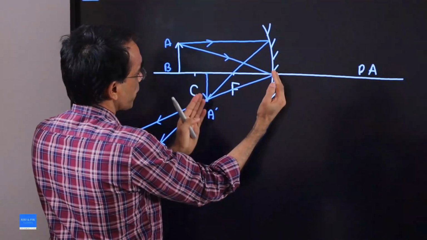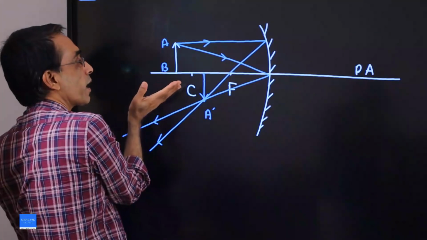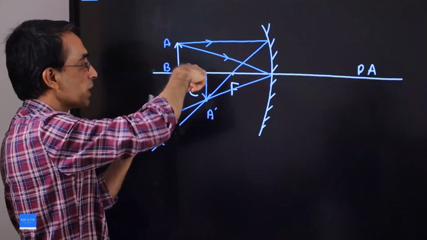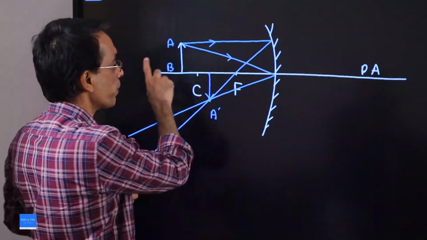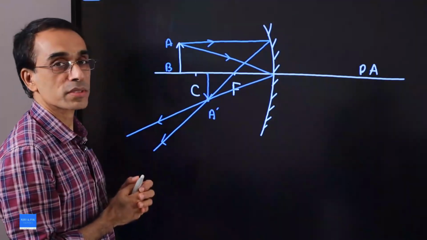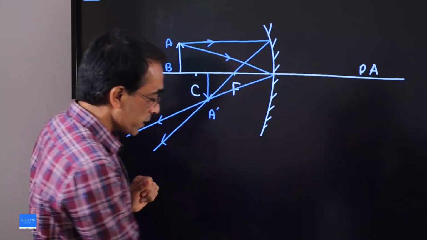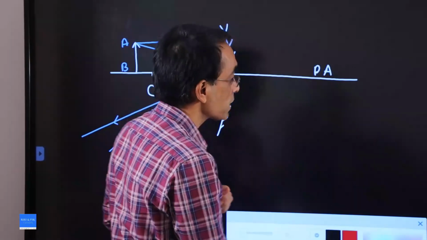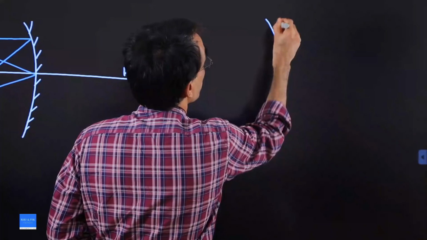Both object and image are on the same side. Object is upward on the principal axis, but image is downward. So we say image is inverted. And if you compare the sizes, we will see that the image is smaller in size than the object. So this is one image formation in concave mirror. The second one is like this. You have a concave mirror.